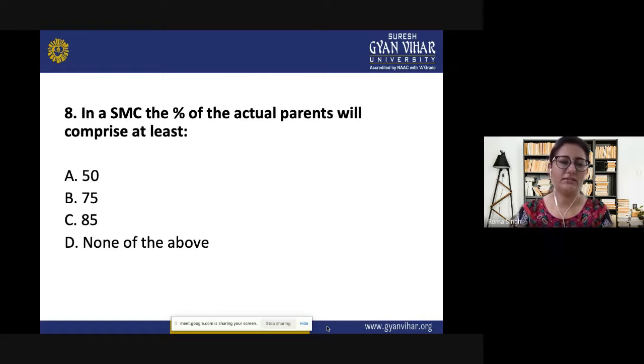Question number 8 is, in a SMC, that is the School Management Committee, the percentage of actual parents will comprise at least. SMC includes the parents or the guardians of the students and the school management. This committee has to be made by every school as per the RTE Act. The options are 50, 75, 85, or none of the above. The correct answer is 75. 75% of the actual parents will be there in the SMC.